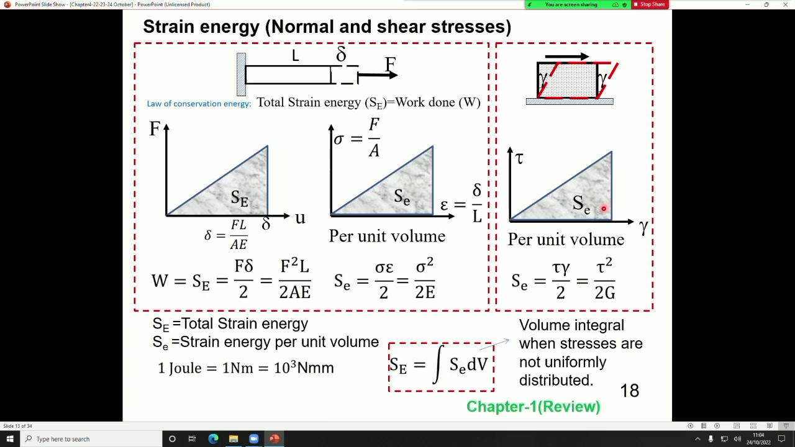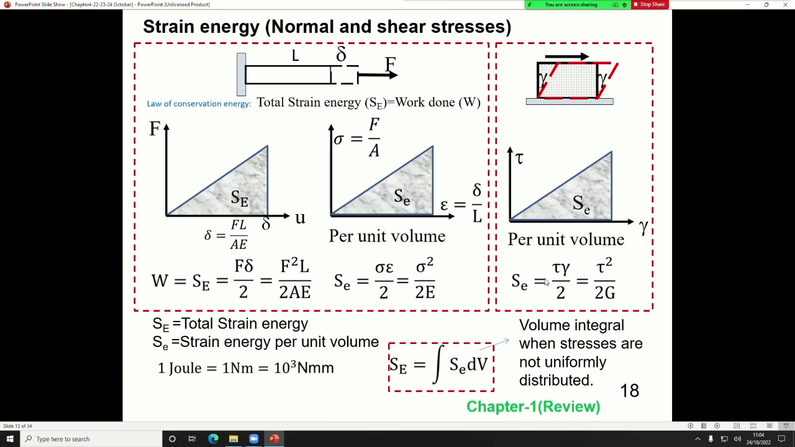If the nature of the stress is shear, we have to use this equation. We have to use this curve to find the strain energy stored per unit of its volume. So SE in this case is equal to tau squared, the shear stress, divided by 2G. If the shear stress is uniformly distributed, I just multiply this term by the volume. If not, then I have to perform a volume integral.